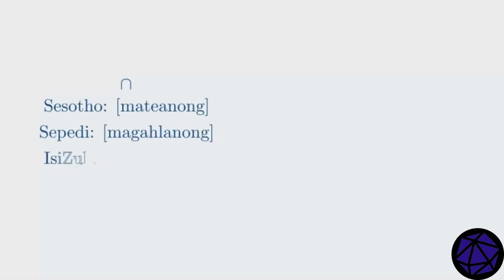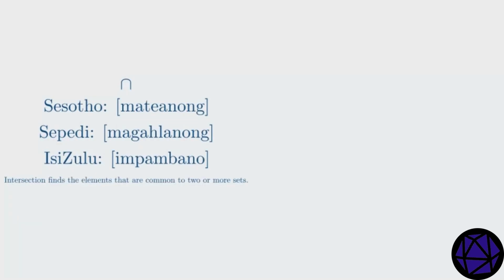Finally, let's look at two symbols for combining sets. The first is intersection. In Sesotho, we say mateanong. In Sepedi, it's magahlanong. And in IsiZulu, we say impambano. Intersection finds the elements that are common to two or more sets. It's like finding what they have in common.